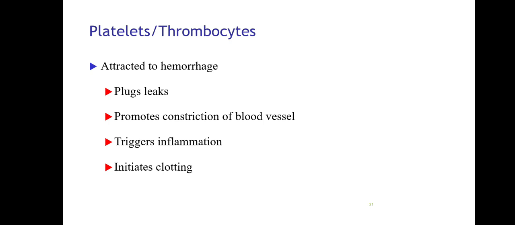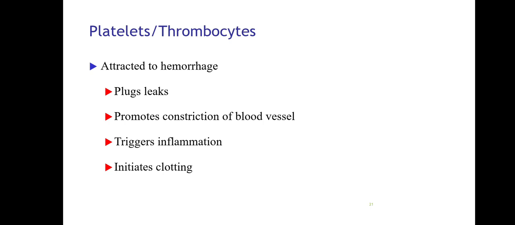How are platelets attracted? Okay, these platelets are attracted to hemorrhage. Whenever someone is bleeding, platelets move closer to that area. Platelet plugs promote constriction of blood vessels. Then they also trigger inflammation, and then they initiate clotting. This is what they do, because we say platelets are very important for blood clotting, to stop blood from moving out. So when the plug forms, it promotes constriction of the blood vessel.